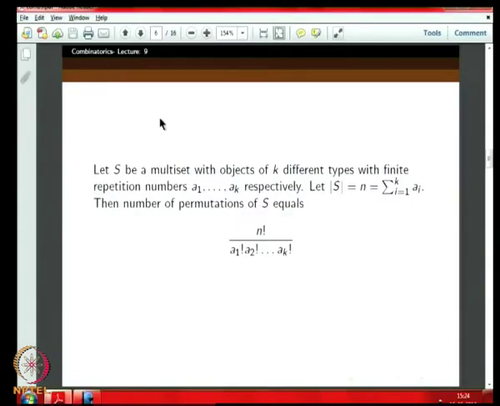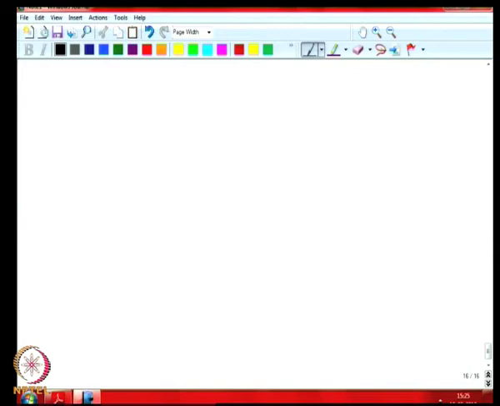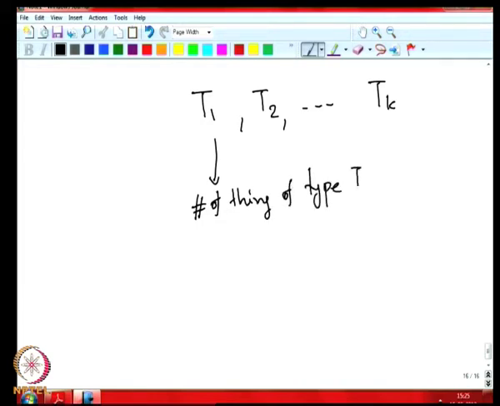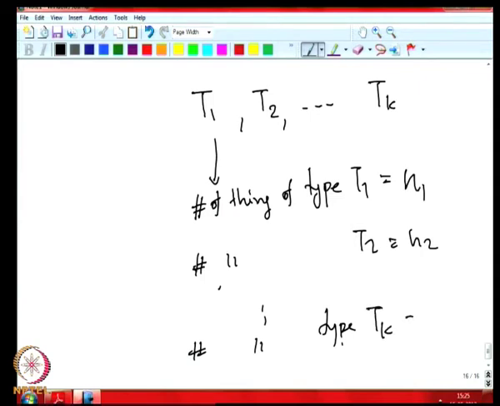Okay, fine, we will do one thing. For the types, we will write T1, T2, up to Tk; there are k different types. The number of things of type T1 will be N1, that is neater. The number of things of type T2 is equal to N2 and so on. The number of things of type Tk is equal to Nk.